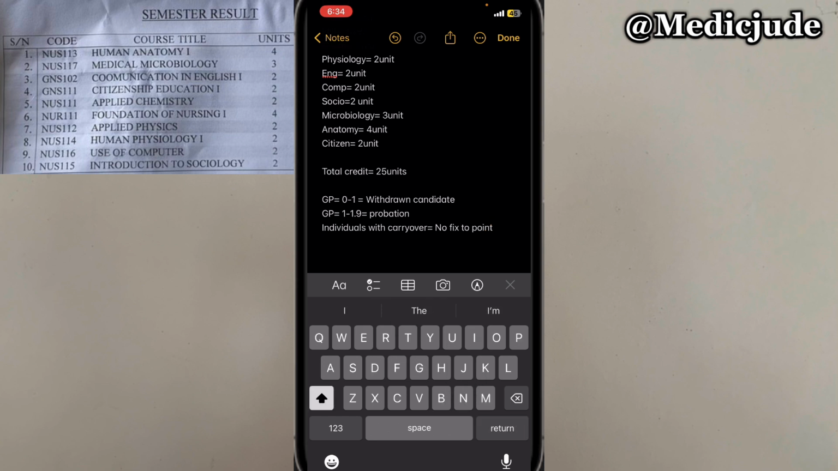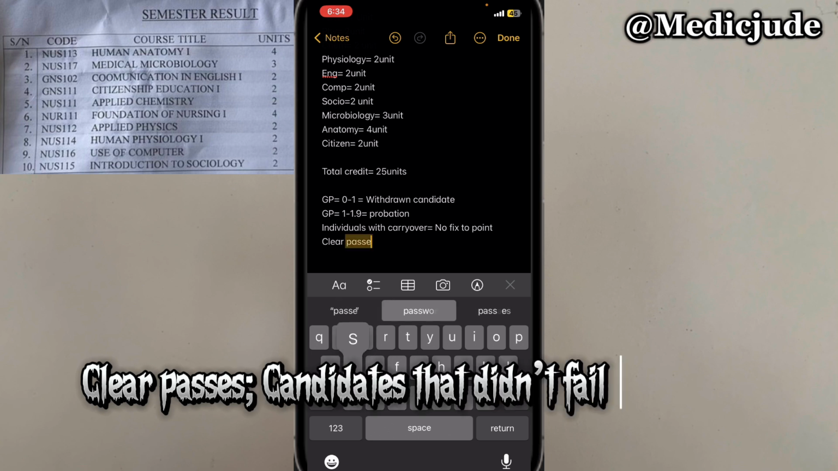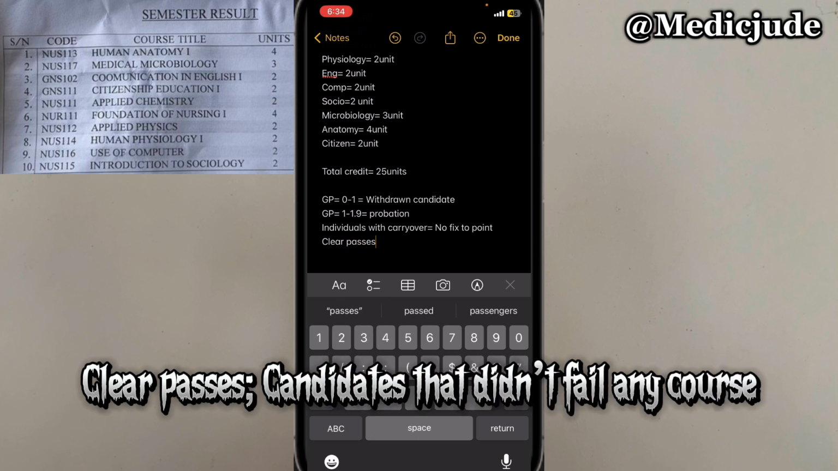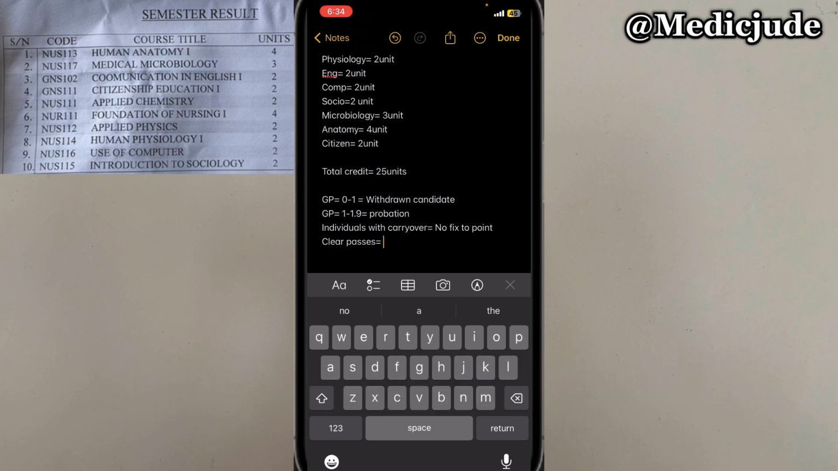So the next individual here is the individual with clear passes. So these individuals here, irrespective of their grade points, they didn't have any carryover in their courses. So in any courses, they had clear passes. They got either an A, B, or C. So this individual, they are good to go irrespective of their grade points, but no carryover here. So these are the three individuals we have.